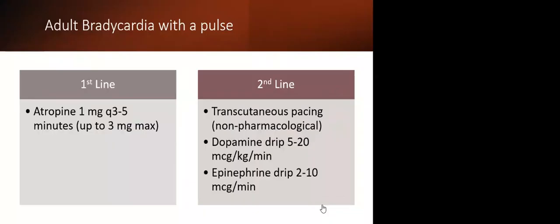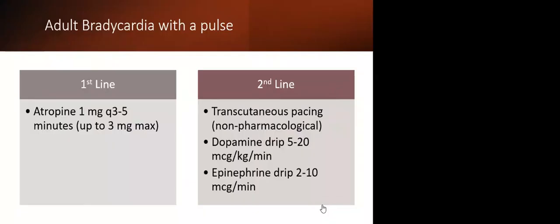First, we're going to talk about adult bradycardia with a pulse. So typically when you have a patient in a bradycardic rhythm, if they're not symptomatic or in any kind of distress, typically we'll monitor and observe. They're likely going to be admitted and worked up, but they don't necessarily need urgent ACLS intervention.